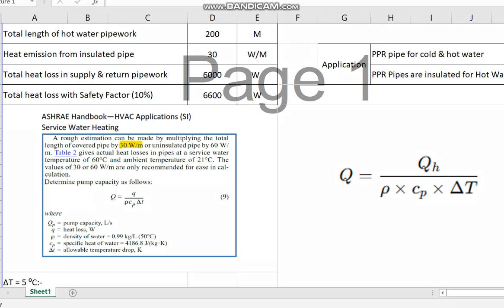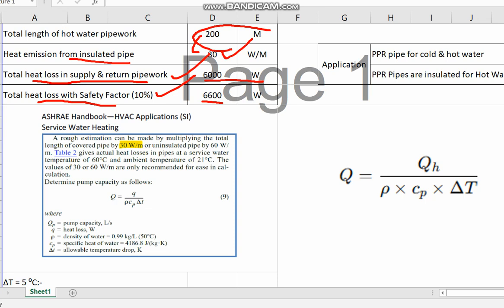So from this ASHRAE application reference, I'm going to consider 30 watt per meter for the heat emission from insulated pipes, and the total heat loss in supply and return pipe. As you know, we already considered 200 meters for the supply and return total pipe length irrespective of the pipe size. There are different pipe sizes, 20 mm, 25 mm, 32 mm available. For this early design method, I'm going to consider only the total pipe length irrespective of the pipe sizes. So I'm going to multiply the two, and you will get 6000 watts total heat loss in the supply and return pipework. With this, I'm going to add a safety factor of 10%. So 6000 watts multiplied by 1.1, you will get 6600 watts.